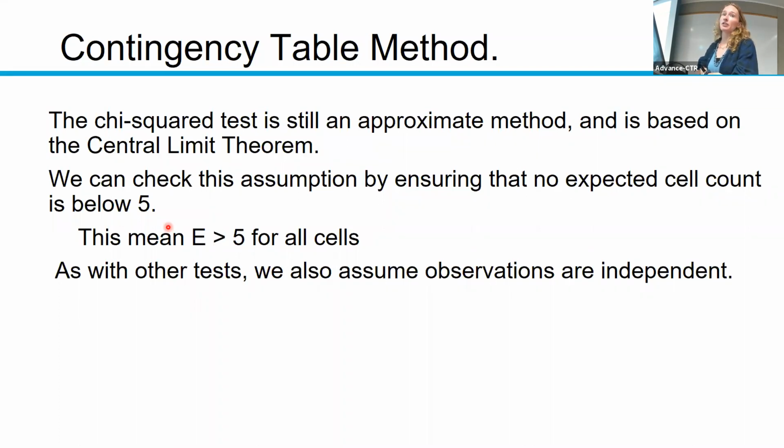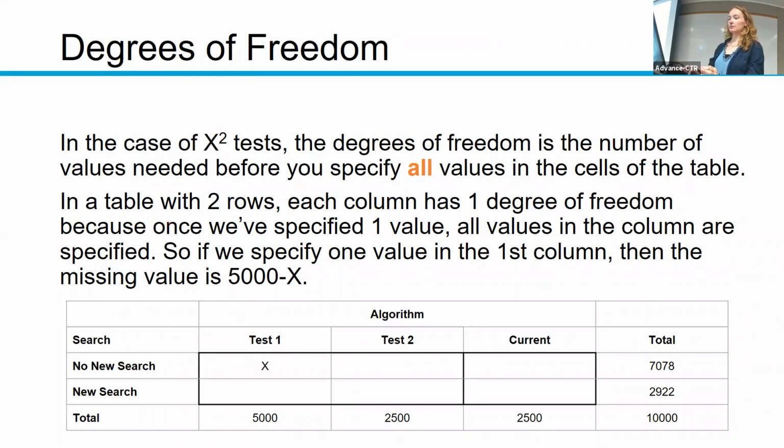And then as with all other tests, the normal one and this one, we need to assume that our observations are independent before we can make any valid conclusions. So for the next part, I'm going to hand it over to Gabby to start talking about degrees of freedom.